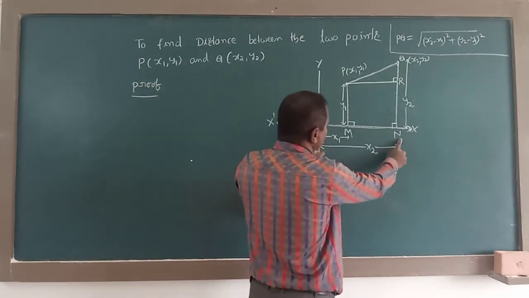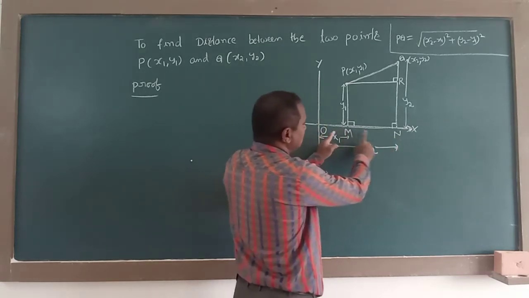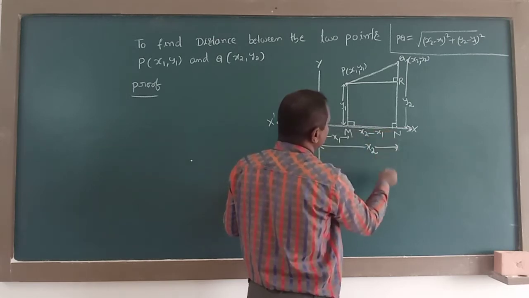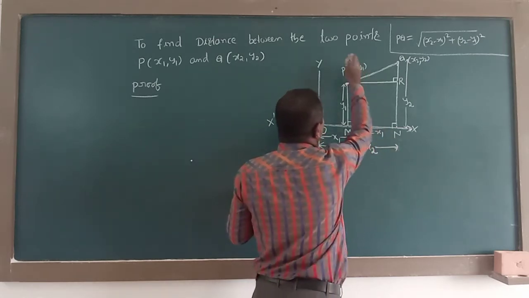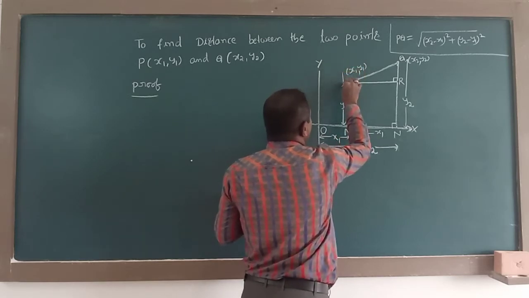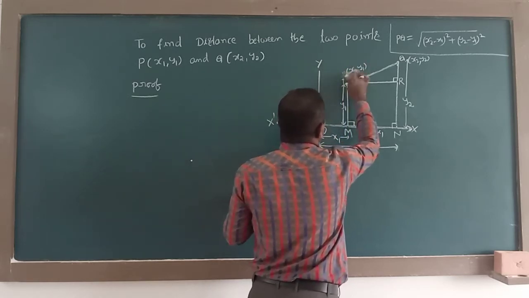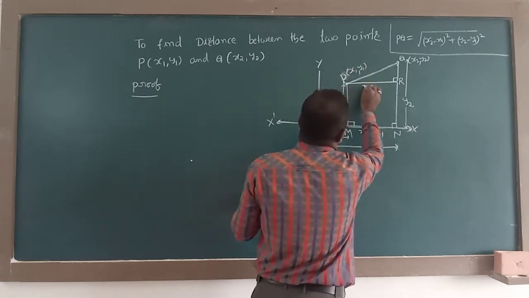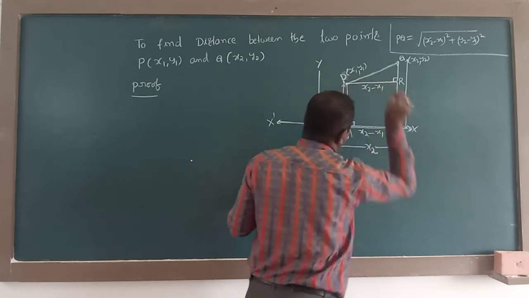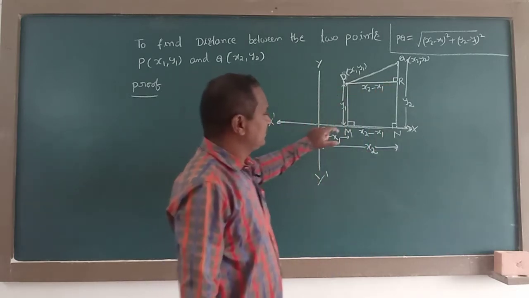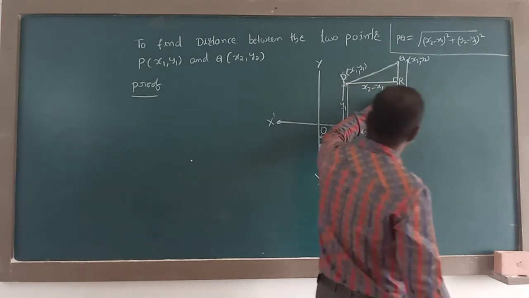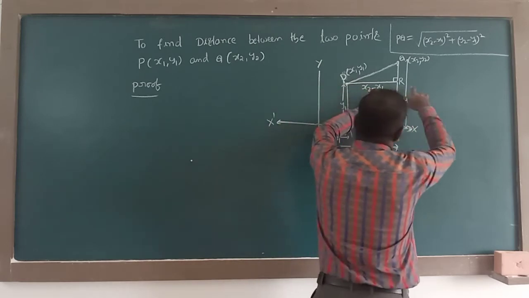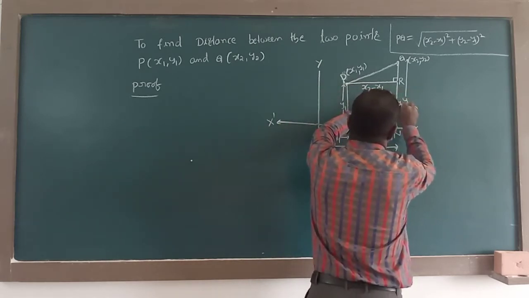The total distance ON is x2, and OM is x1, so MN becomes x2 minus x1. MN is equal to PR. This is the point P here. It is also x2 minus x1. Next, the total distance QN is y2 and the remaining PM distance is y1. Then RN also becomes y1. It is the RN distance.